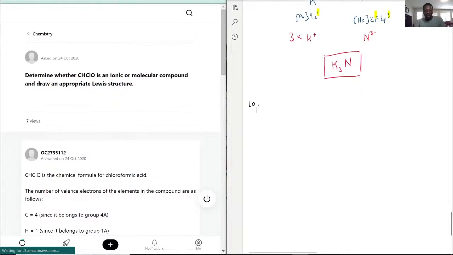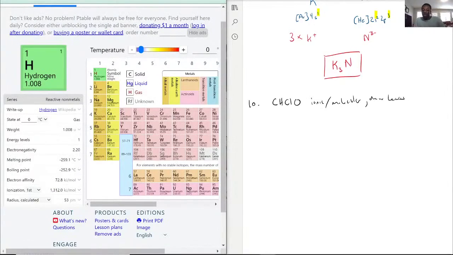We have to determine whether CHClO is an ionic or molecular compound and draw an appropriate Lewis structure. So, CHClO. All right, is it ionic or molecular? And then draw the Lewis structure. With this, we can answer whether it's ionic or molecular fairly straightforwardly.